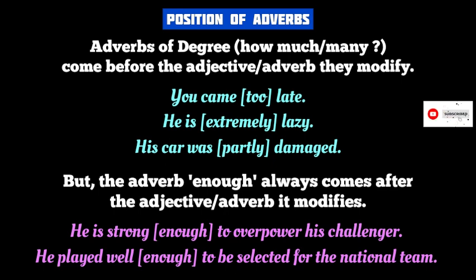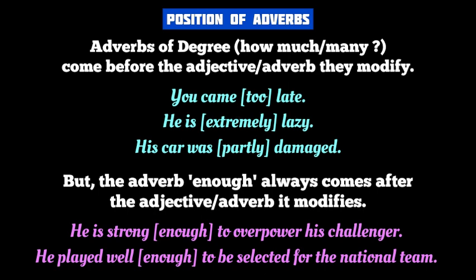An adverb of degree modifies an adjective or another adverb. Remember, adverbs of degree are placed before the adjective or the adverb they modify. For example, in the sentence, you came too late, the adverb of degree too is placed before the adjective late to modify it. In the next example, extremely is an adverb of degree placed before the adjective lazy.